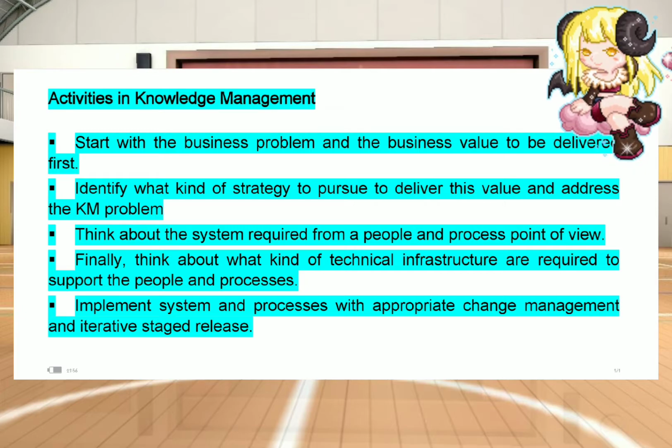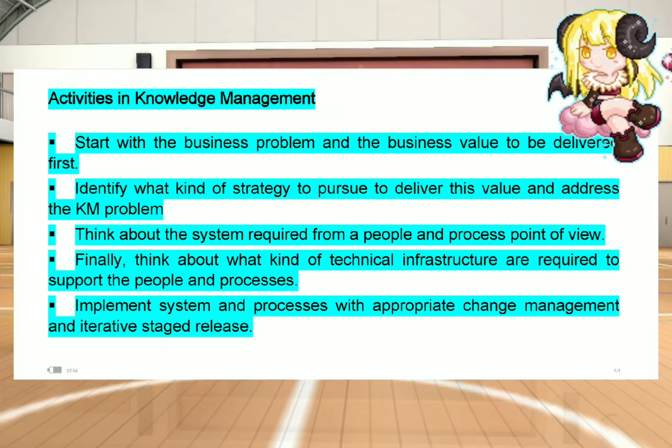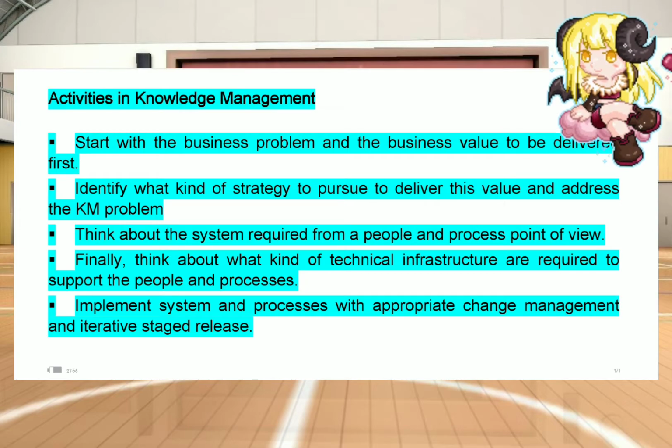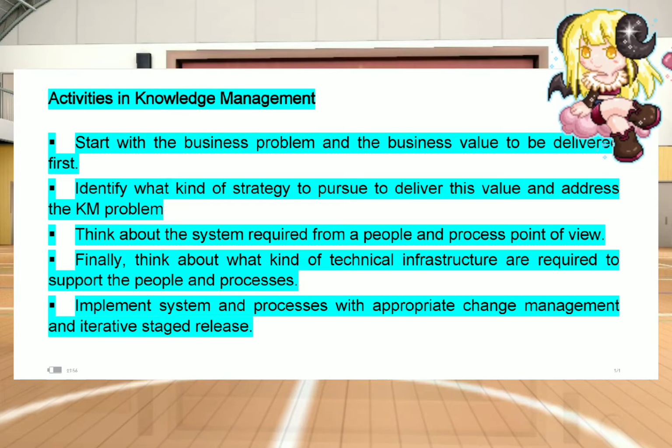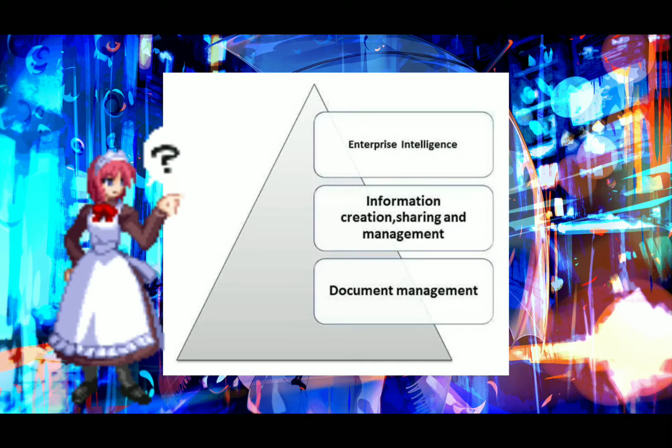Activities in knowledge management start with the business problem and the business value to be delivered first. Identify what kind of strategy to pursue to deliver that value and address the KM problem. Think about the system required from a people and process point of view. Finally, think about what kind of technical infrastructure is required to support the people and processes. Implement system and processes with appropriate change management and iterative stage release. To give an idea, this is the level of knowledge management.